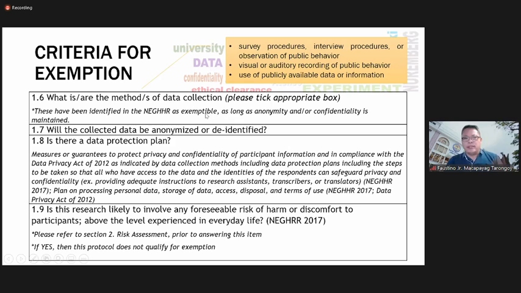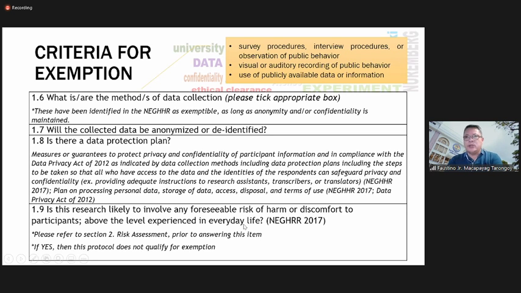So if the collected data is going to be anonymized or de-identified, it could be exempted already, can be received as meriting exemption, or if not, expedited review. But of course, you have to have a data protection plan in order to prevent any occurrence of breach of data security. Somebody might steal and then reveal your data. So there has to be that data protection plan.